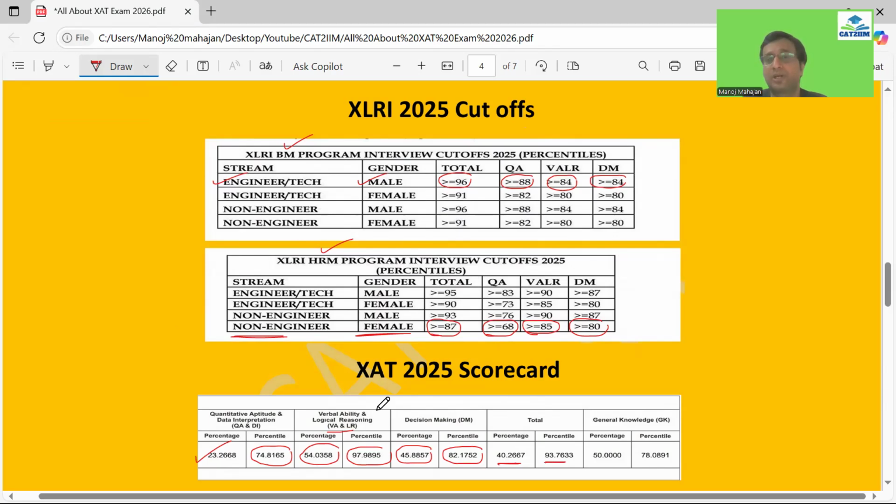And in the GK, there were 20 questions. So getting 10 correct would have given you a percentile of around 78.